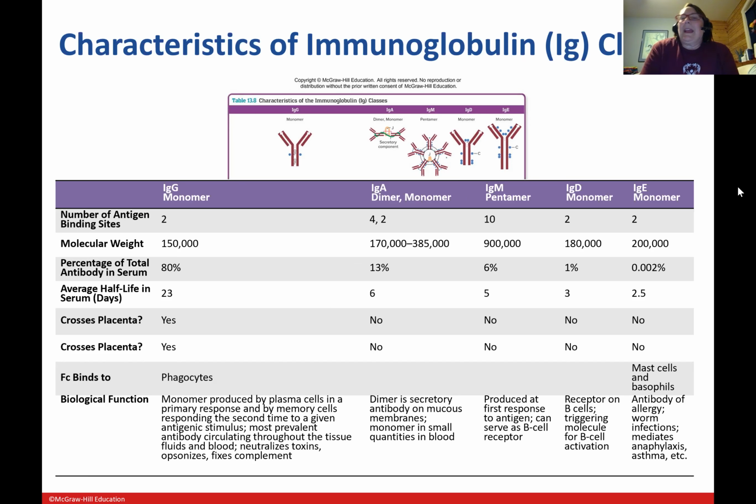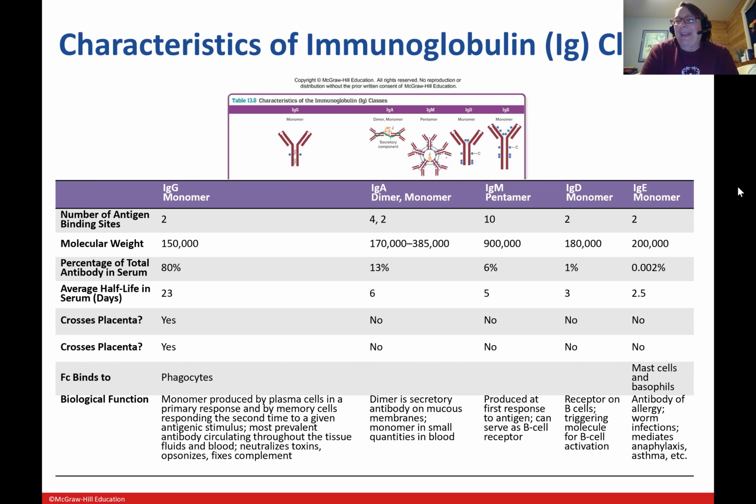Okay, the next one is IgM, and that's a pentamer. So there are basically 5 immunoglobulins that come together to form a ring, and that's the IgM type. It's about 6% of the total antibodies in the serum. Average half-life is 5 days. Again, does not cross the placenta. Now, the IgM is the first antibody in a primary response, in a first response to exposure to an antigen.